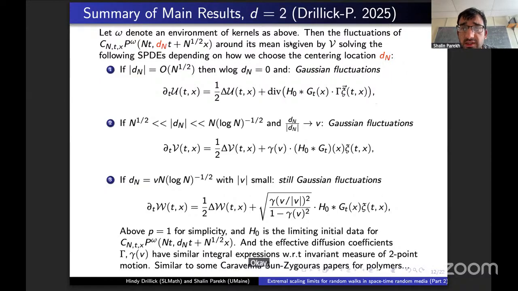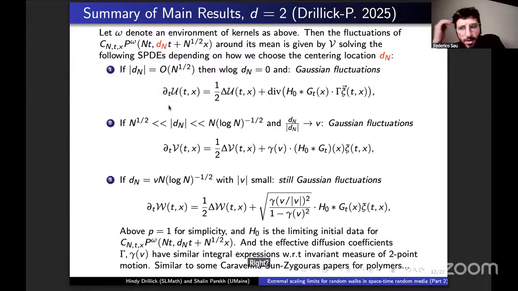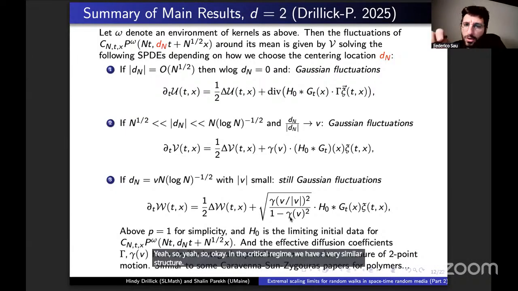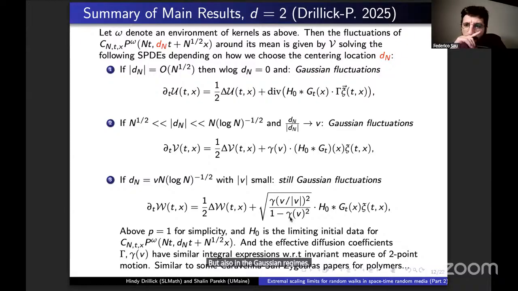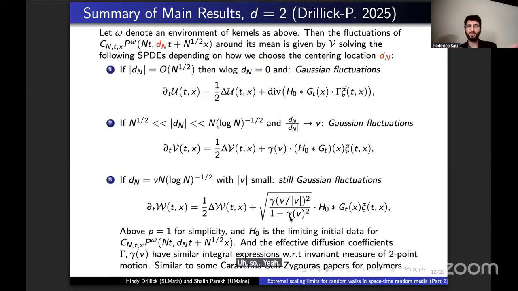Okay, so are there any questions on the result? Oh, yes. So if I remember correctly, in these results there was also this denominator in the Gaussian regime, right? Here they don't appear because of the convolution. Are you asking about this? In the critical regime, you have a very similar structure, but in the Gaussian regimes you expect a degeneracy of the noise. So she was always starting from a Dirac.